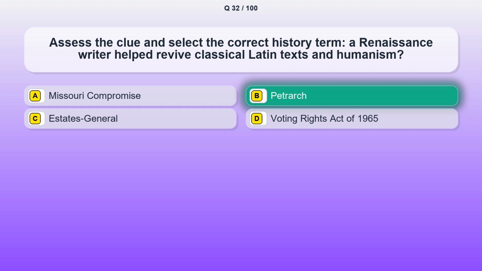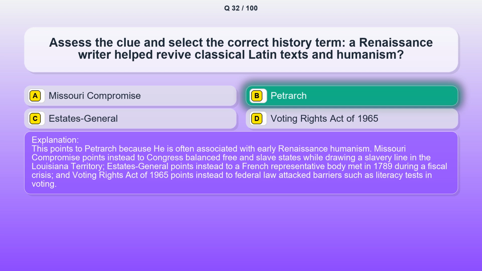The correct answer is option B, Petrarch. This points to Petrarch because he is often associated with early Renaissance humanism. Missouri Compromise points instead to Congress balanced free and slave states while drawing a slavery line in the Louisiana Territory. Estates-General points instead to a French representative body met in 1789 during a fiscal crisis, and Voting Rights Act of 1965 points instead to federal law attacked barriers such as literacy tests in voting.